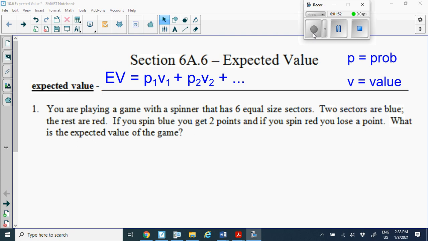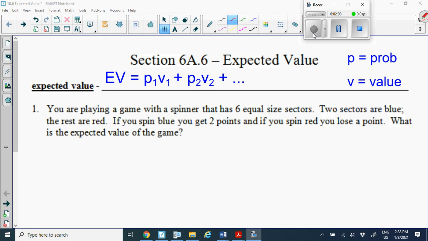So let's go ahead and do the first one. It says you are playing a game with a spinner that has 6 equal-sized sectors. 2 sectors are blue, the rest are red. If you spin blue, you get 2 points, and if you spin red, you lose a point. What is the expected value of the game?